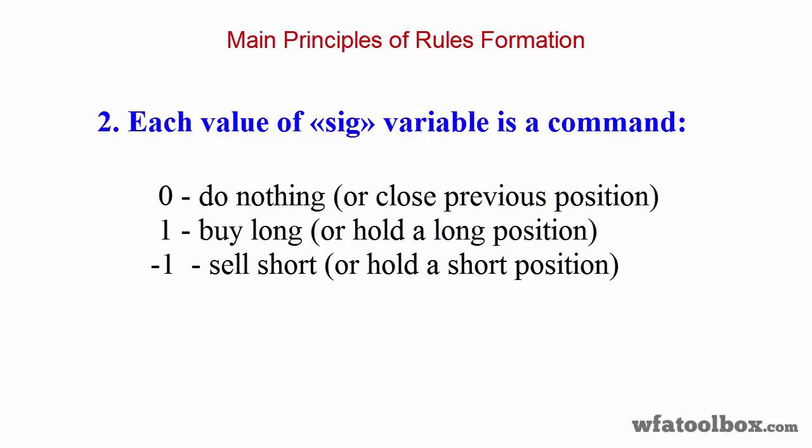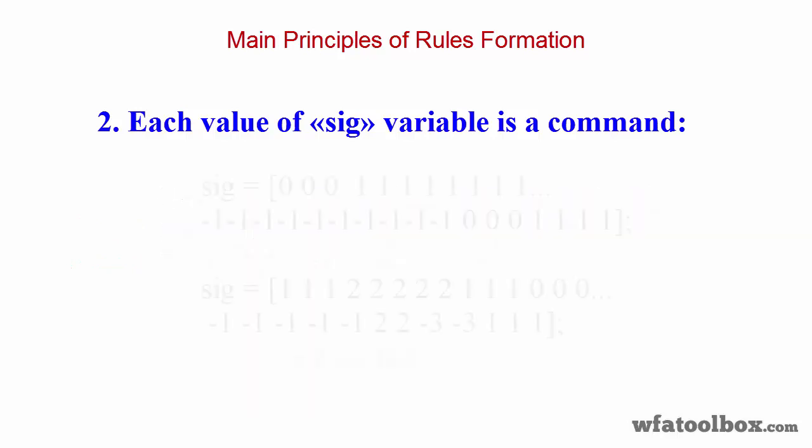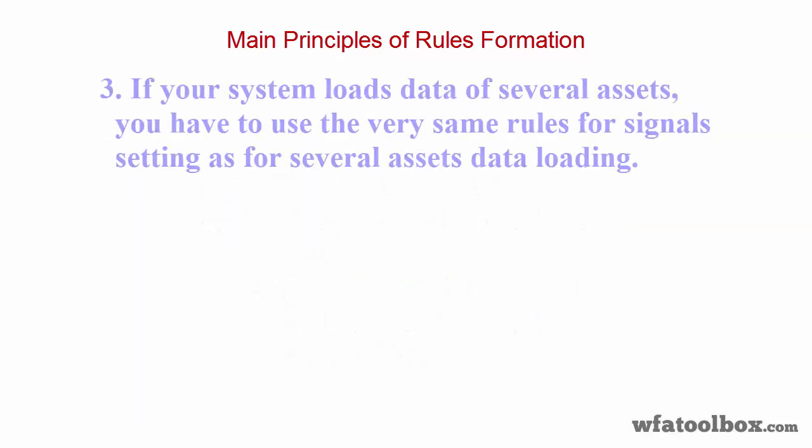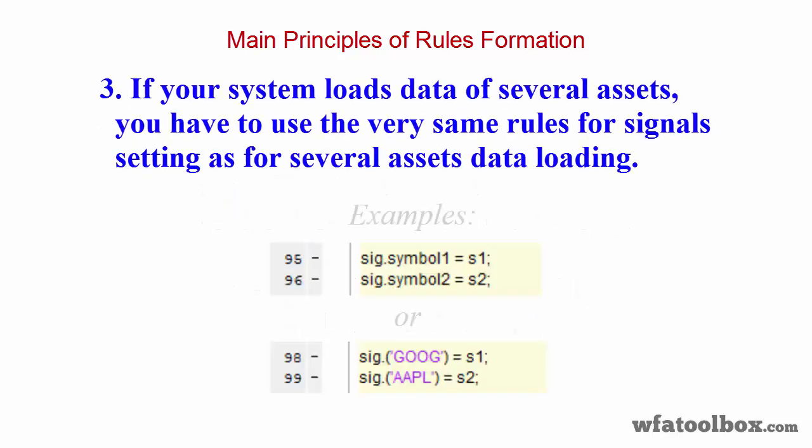The value can be equal not only to 1, but to any other number. These values show us the value of the open position. Therefore, at the output, the sig variable must look like this. If your system loads data of several assets, you have to use the very same rules for signals setting as for several assets data loading.